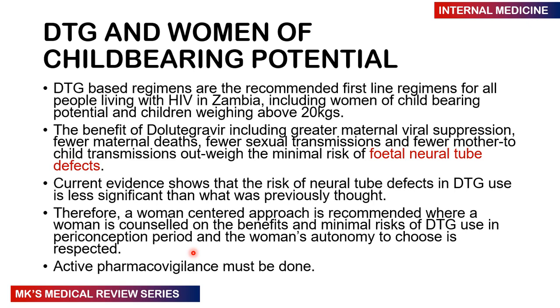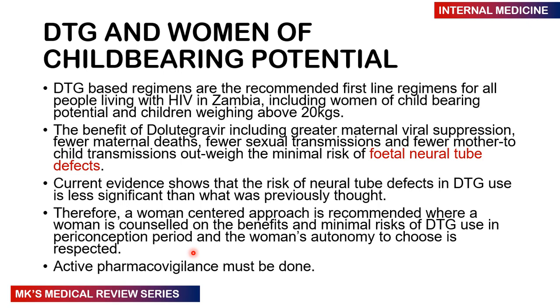Now, DTG can be given to women of childbearing potential. The benefits greatly outweigh the risks. So, DTG-based regimens are recommended as first line for women that are living with HIV in Zambia, including women of childbearing potential, as well as children weighing above 20 kg. The benefits of DTG are that it suppresses the viral load very quickly, and there are fewer maternal deaths, fewer sexual transmissions, and also fewer mother-to-child transmissions.